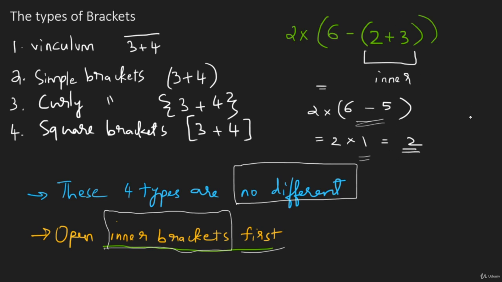Alright, now if all the brackets as we have stated here are no different, are of equal priority, why do you have these four types of brackets? The vinculum, simple brackets, curly brackets, and square brackets. So what's the need of these different types of brackets? Let's try to understand that.